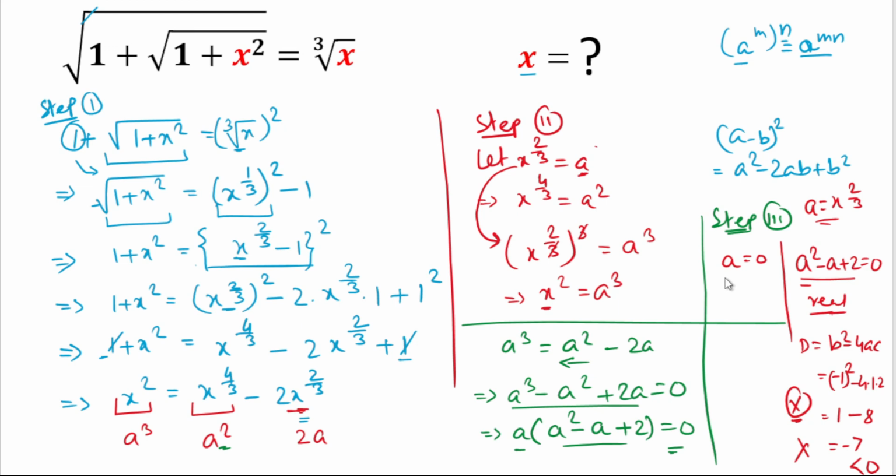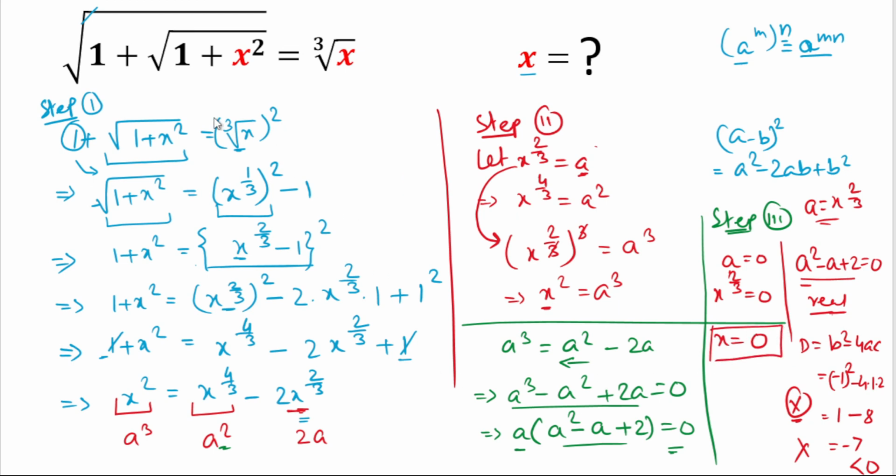Now from here we'll calculate the value of x. We'll put the value of a here. The value of a in terms of x is x raised to the power 2 over 3 is 0. So here the value of x will also be 0. So friend, we have one solution, x is equal to 0.